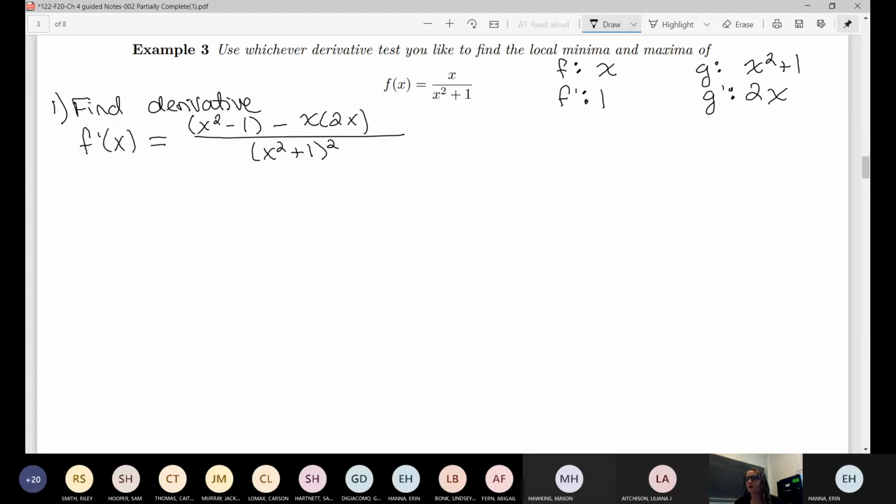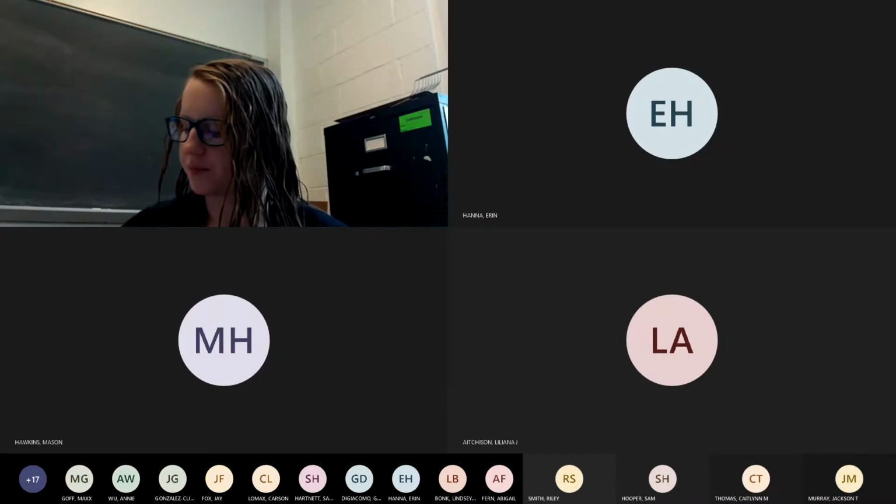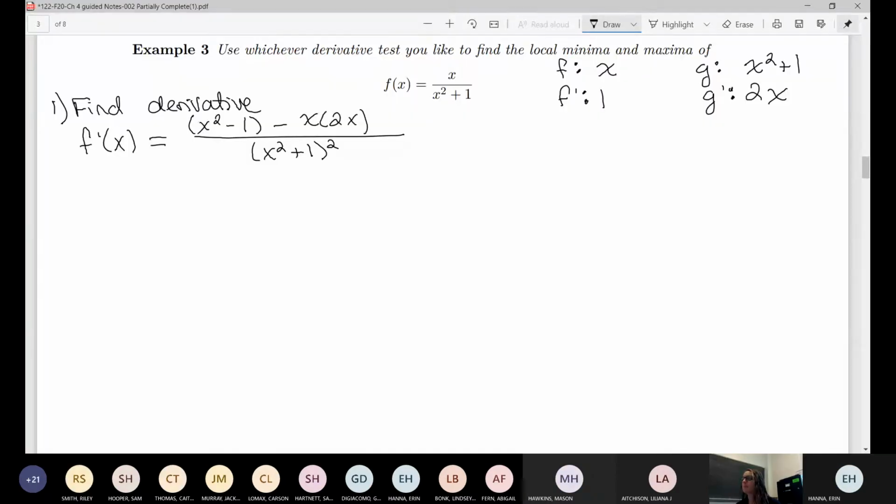Now, usually with the general derivative questions, I told you that you didn't have to simplify, but I do think I said something about in chapter 4 we were going to have to simplify a little bit. So we want to simplify that numerator a little bit. Can reshare. There we go.